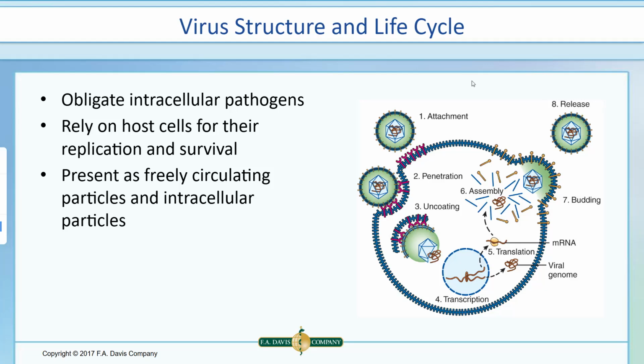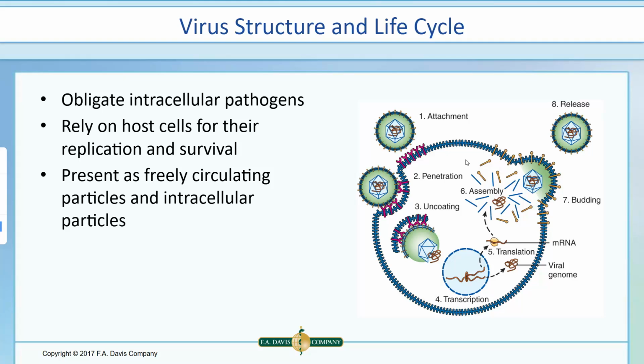So the typical cycle goes through attachment, then they will penetrate, then they will uncoat, then they replicate. So you're going to have transcription happen, translation happen, then new viral particles are going to assemble, and then they are released from the cell. And this is all within the host cell.